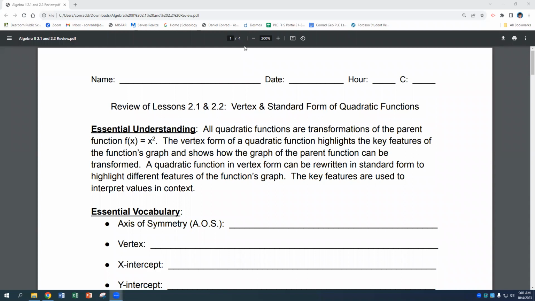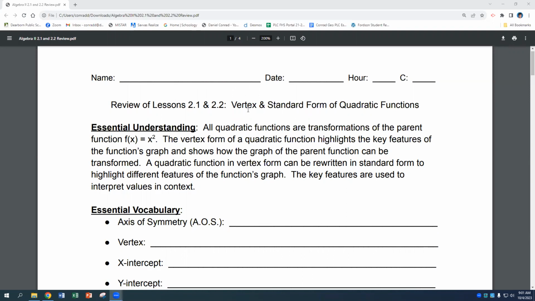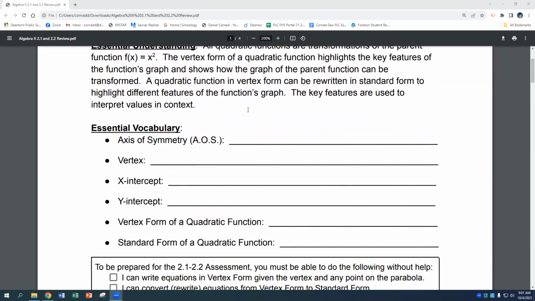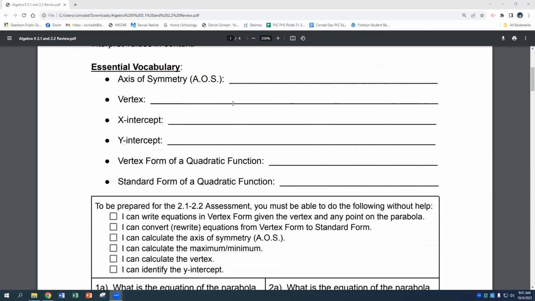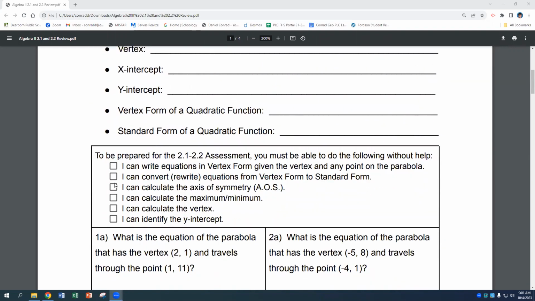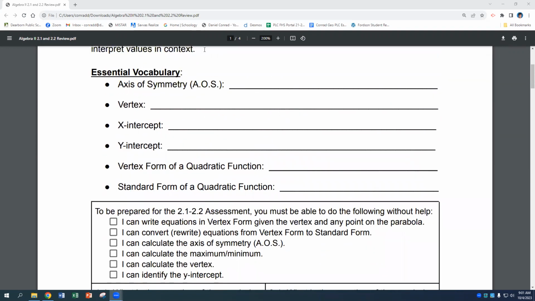All right, this is the review for 2.1 and 2.2 in Algebra 2, vertex and standard form of quadratic functions. We got some essential information here, and some vocab, and then there's some checklists to see what you can do. I think the important things to write in here are the vertex and standard forms, so I'm going to take time to fill those in.